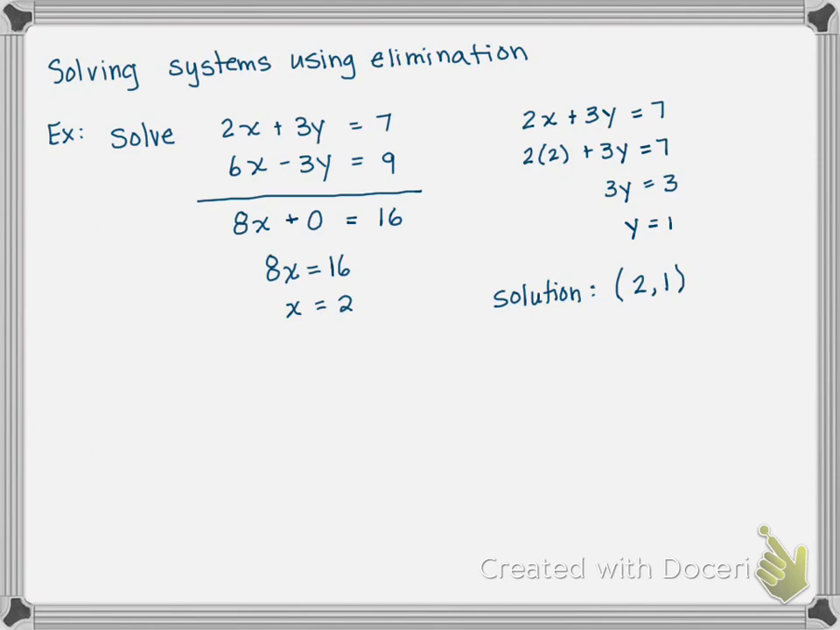Our goal when we do this is that for one of the variables, and it doesn't matter which, you can just choose, the coefficients are opposite. So 5 and negative 5, or 10 and negative 10. They have the same magnitude but opposite signs, so that when I add them, I'll get 0.